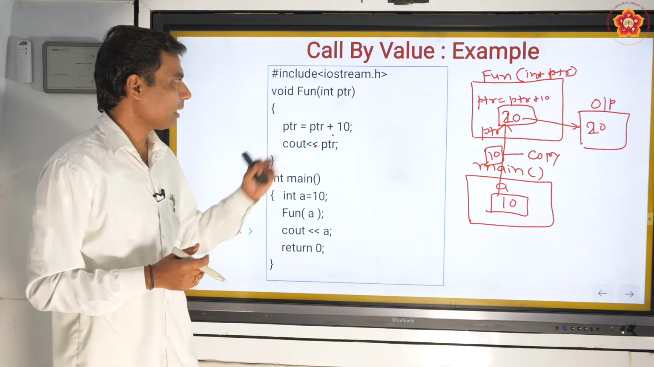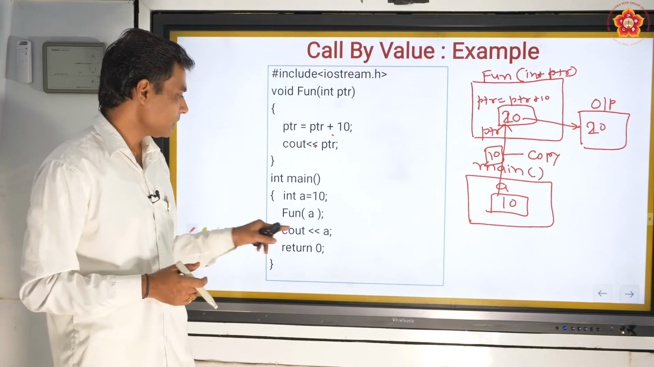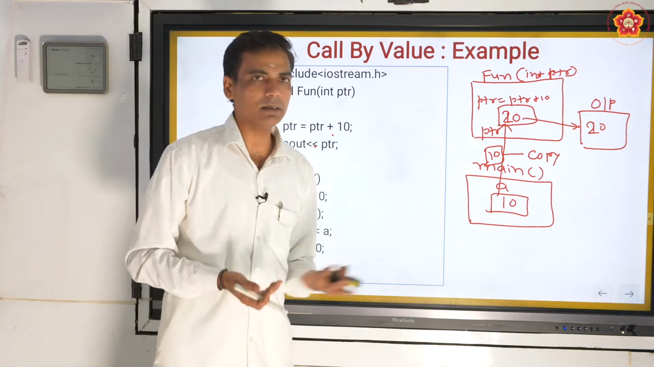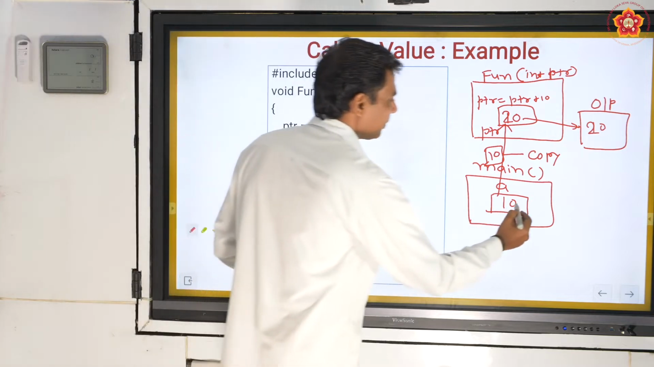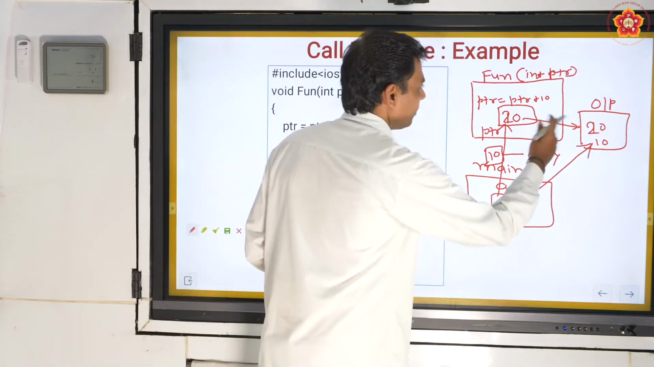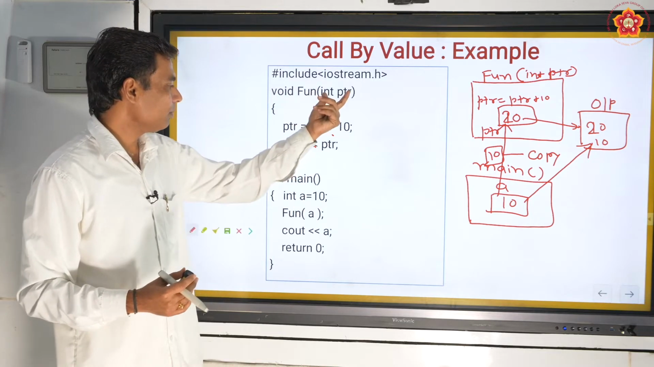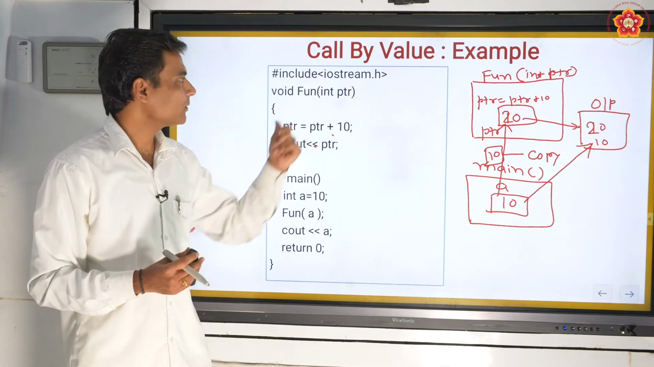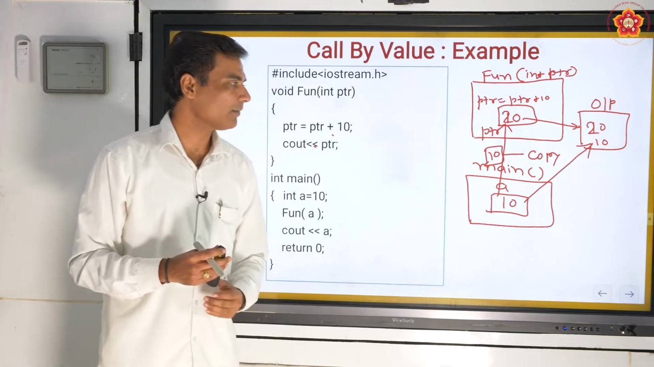This is the part of the function. Once it outputs ptr, it will return back to the main function. In main, we are printing the value of a. You can see there is no change in the value of a. So when you output the value of a, it will print 10. So a will print 10 and ptr will print 20. Because there is actually no connection between ptr and a once we pass the value to ptr. So fun will operate on the copy of this value. It will not operate on the original value of a.